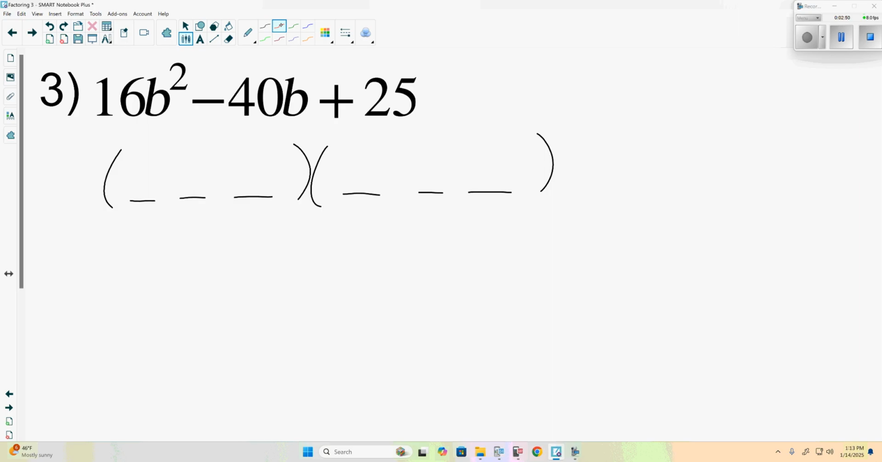So we'll move on to our two sets of parentheses with three spaces. Our signs. The third term is positive, so the signs are the same and match the sign of the middle term. Negative. Now, factors of 16b squared. Well, we'll have b and b for sure. Now, factors of 16. 1 and 16, 2 and 8, 4 and 4. Which one of these factors do we want to try first?